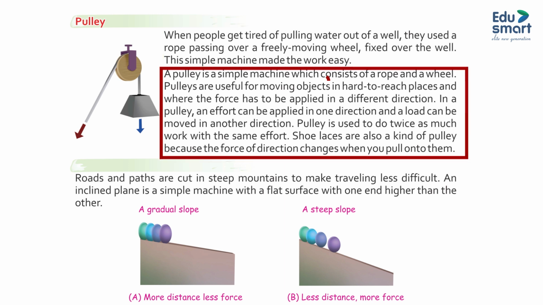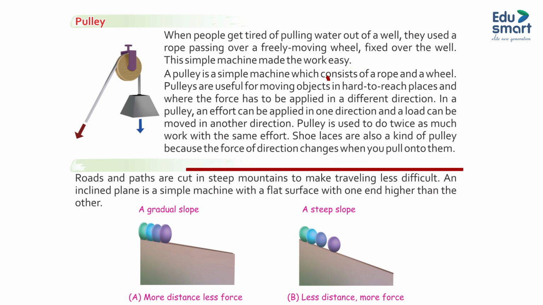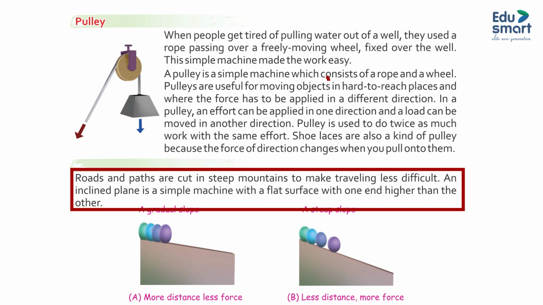A pulley is a simple machine which consists of a rope and a wheel. Pulleys are useful for moving objects in hard-to-reach places and where the force has to be applied in a different direction. In a pulley, an effort can be applied in one direction and a load can be moved in another direction. Pulleys are used to do as much work with less effort. Shoelaces are also a kind of pulley because the direction of force changes when you pull on them. Inclined plane. Roads and paths are cut in steep mountains to make traveling less difficult.